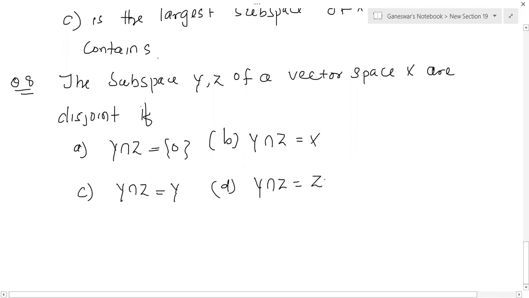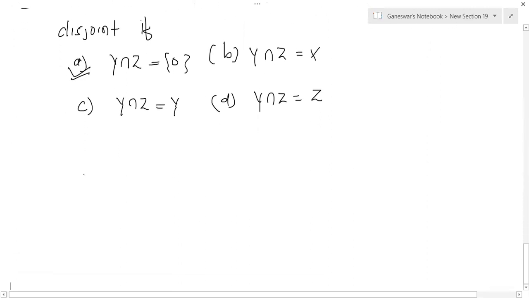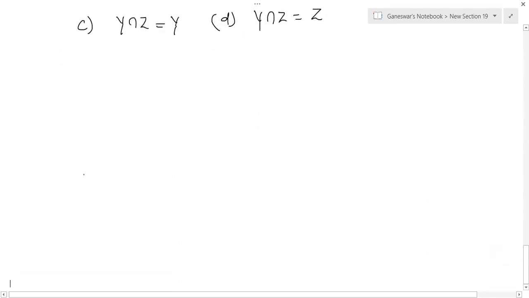So which one is true here? Just look, Y, Z, subspaces of the vector space X, are disjoint. That means Y intersection Z is 0. That is disjoint subsets. So option A is true. That is question number 8. And just come to question number 9.